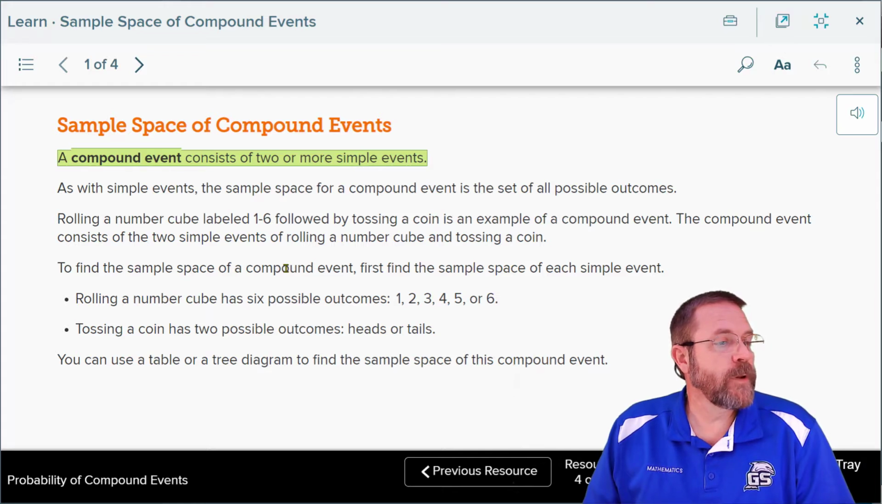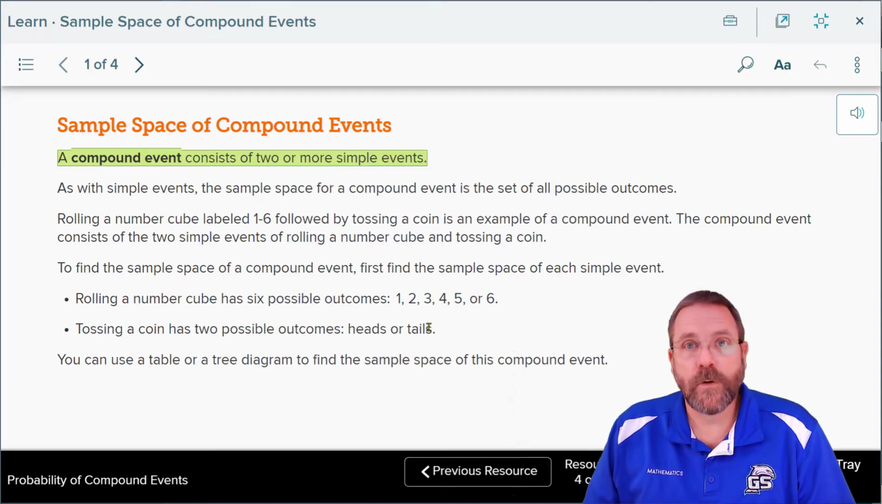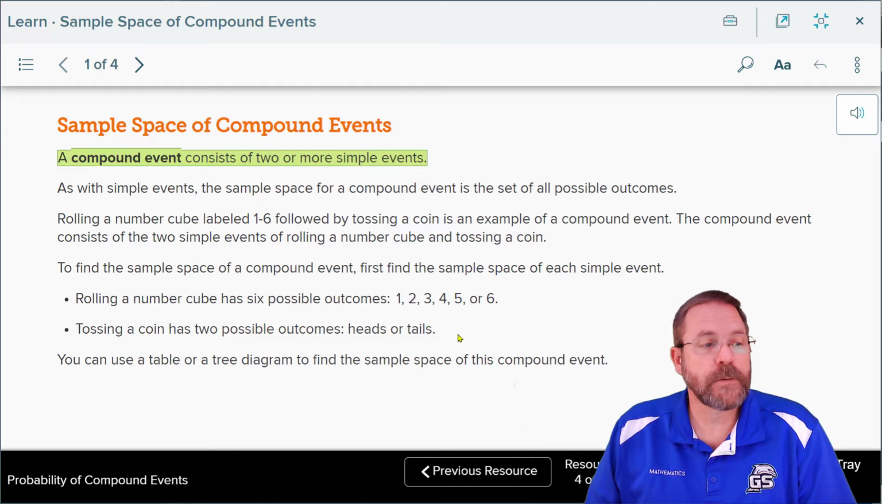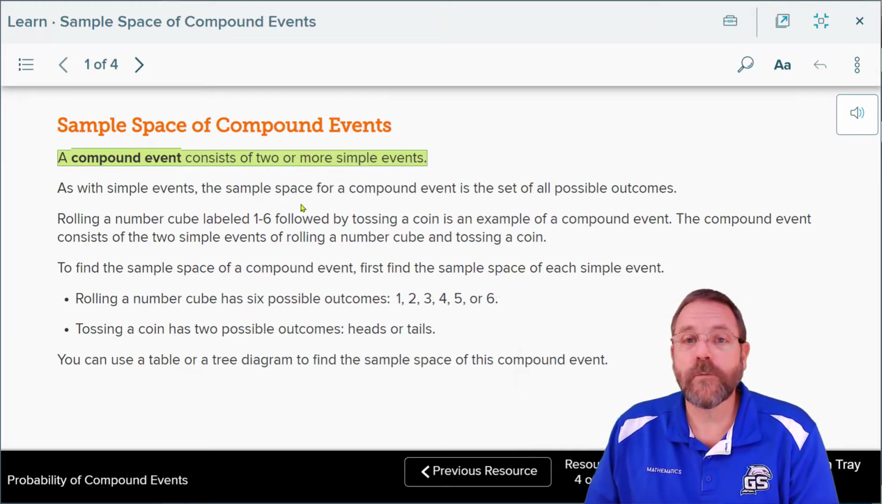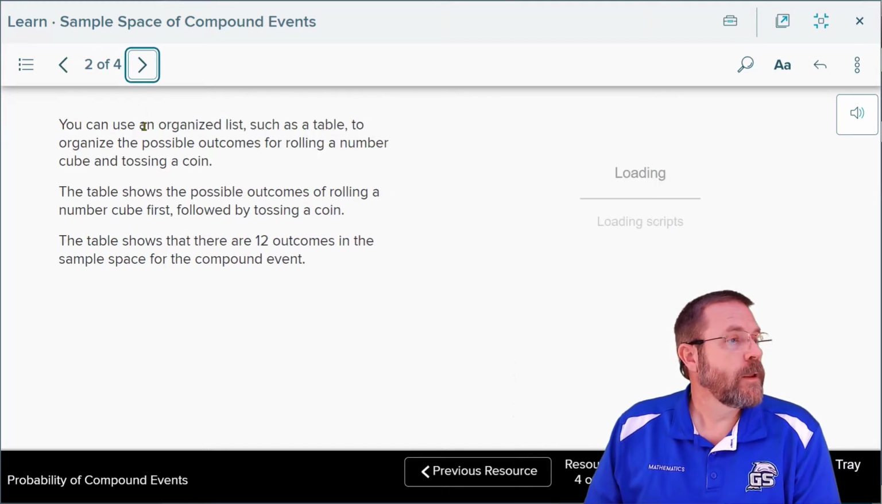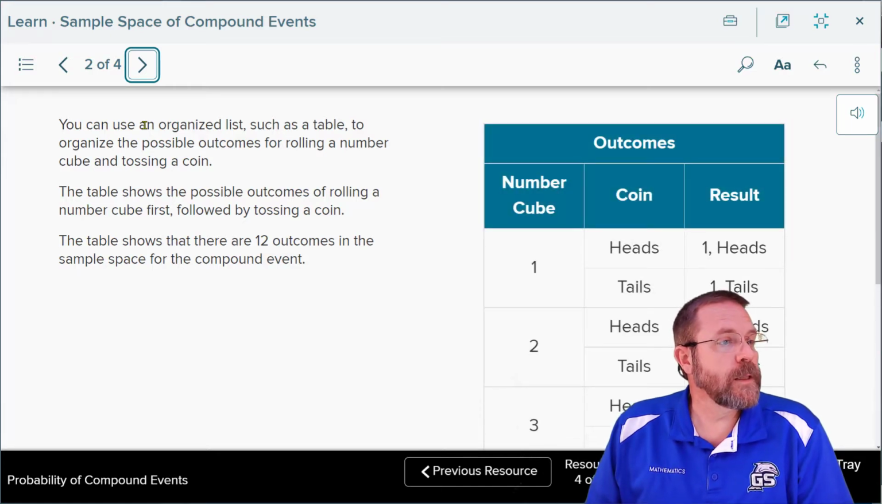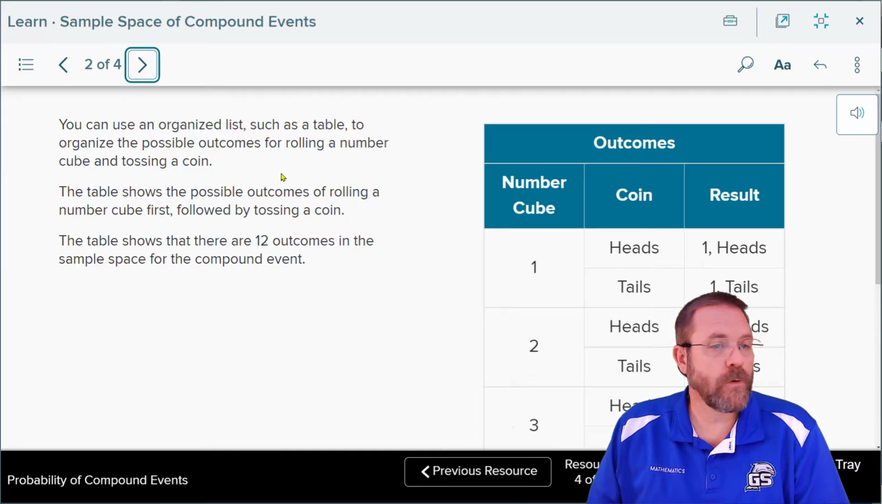To find the sample space of the compound event, first you must find the sample space for each event. First off, what are the odds of rolling the number cube, followed by the odds of tossing your coin. You can use a table or a tree diagram to find the sample space of this compound event. You can also use an organized list, such as a table, to organize the possible outcomes for rolling the number cube and tossing the coin.